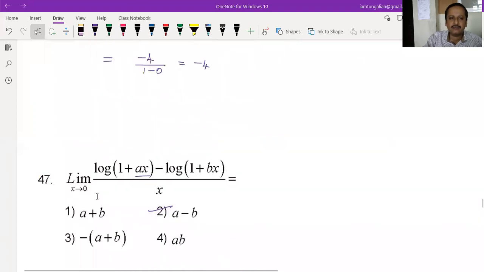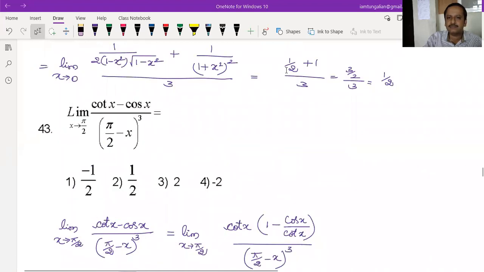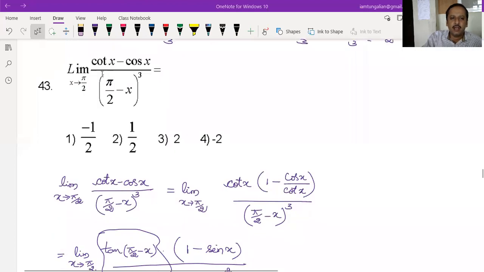43rd question. Limit x tends to pi by 2, cot x minus cos x divided by pi by 2 minus x whole cube. Now I have taken cot x as common. Then here 1 will remain, here cos x by cot x.